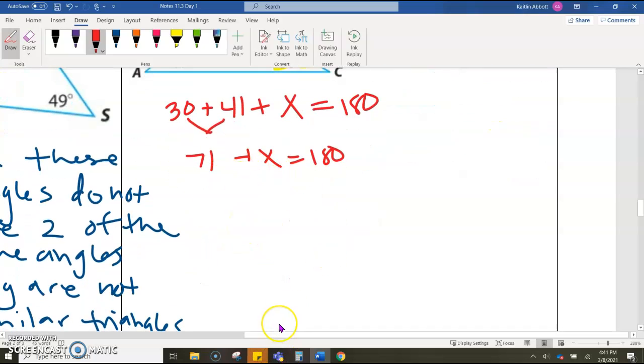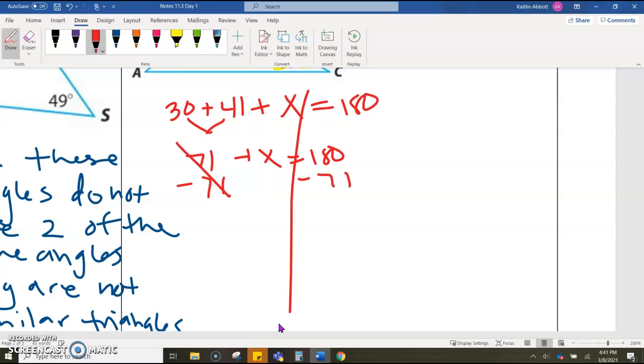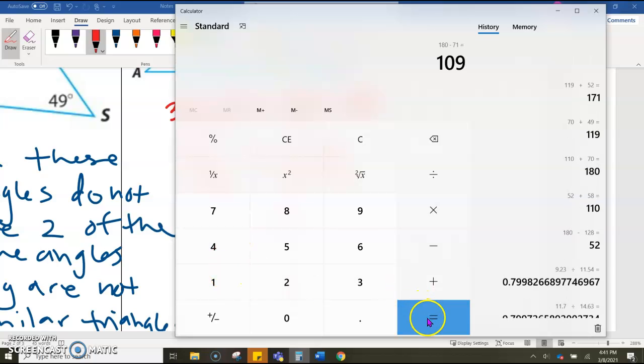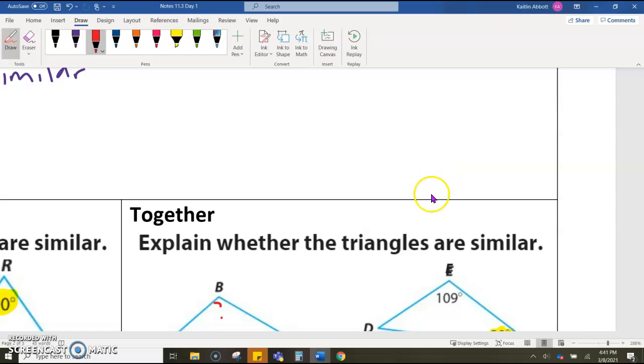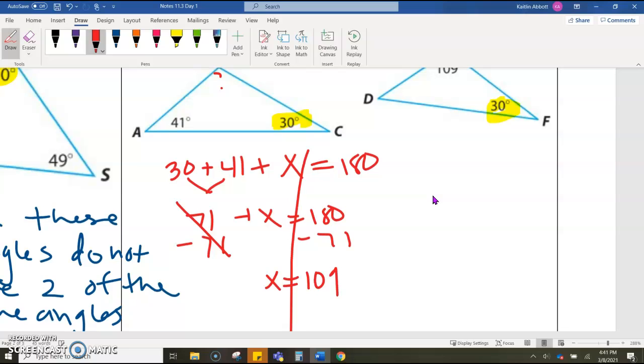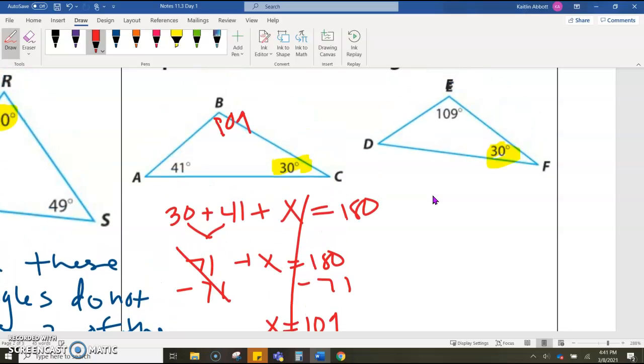So let's do 180 minus 71 from both sides. These cancel. We're left with x equals 180 minus 71. 109? Yay, 109. Okay. So that means this is 109. So we have 30 and 109, they both share those. That means this last one has to be 41. So the angles are the same. Therefore, these are similar triangles.